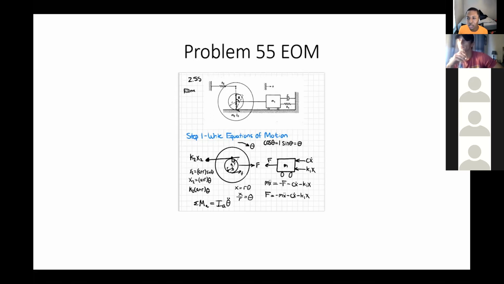Chapter 2 problems. Cool. All right, would I be able to override and share my screen? Let me, I'm just going to stop sharing. There you go.